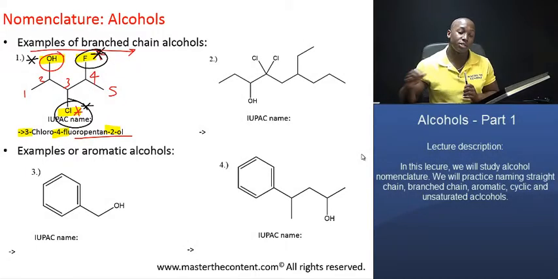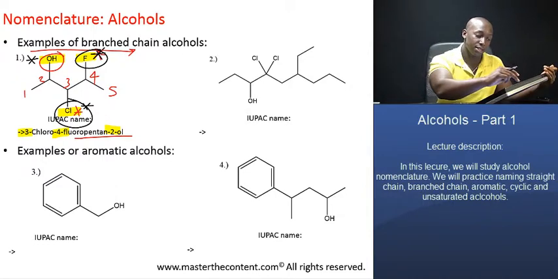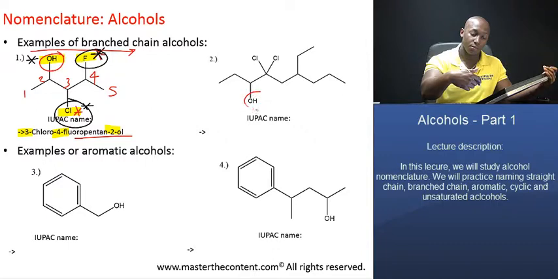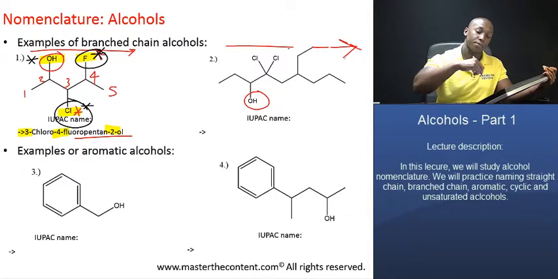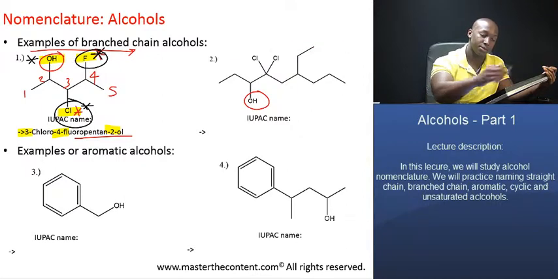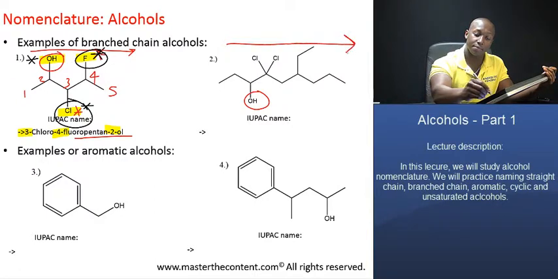So let's do number 2, or example number 2 on this page. As you can see, another very interesting structure. The hydroxyl group will obviously be the highest priority functional group. So naming in this case would begin from left to right, which gives us 1, 2, 3, 4, 5, 6, 7, 8, 9.